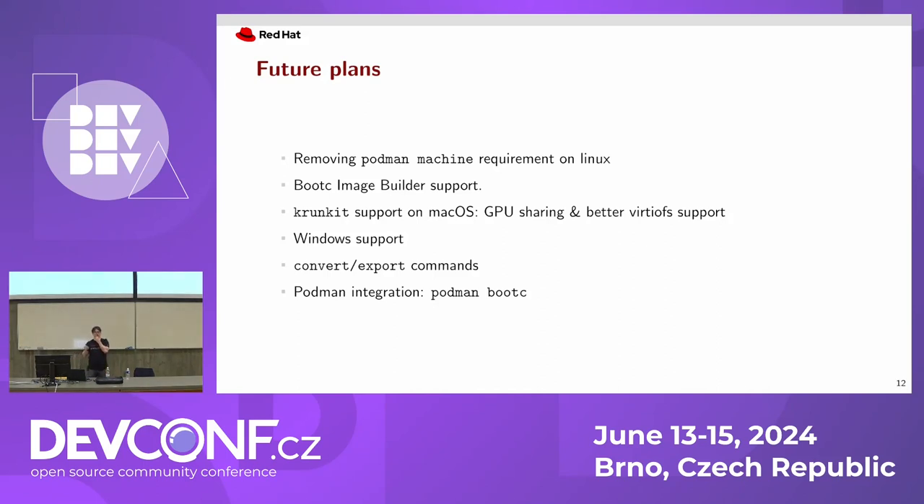So, future plans for this tool. The idea is to remove the podman machine requirement in Linux to support the bootc image builder, because currently we are doing our own installation using bootc install. On macOS, we want to support krunkit. That uses the Apple Hypervisor framework, not the Virtualization framework, and is similar to KVM. That will allow you to have CPU sharing and better virtiofs support on macOS. Also, we want to support Windows.